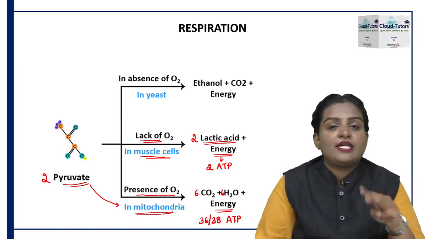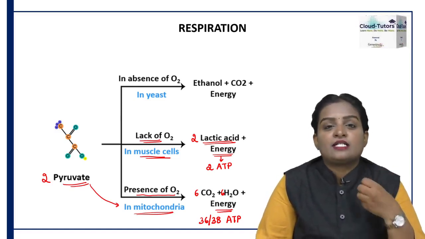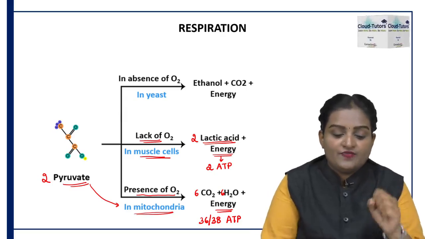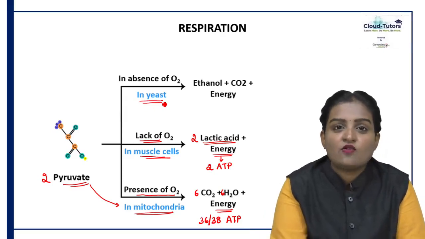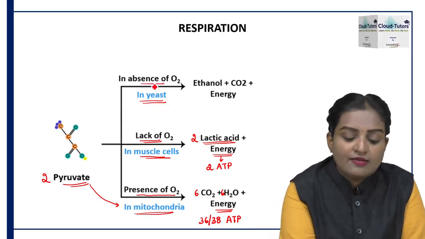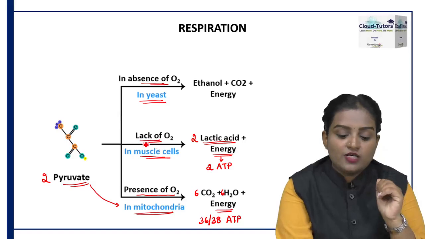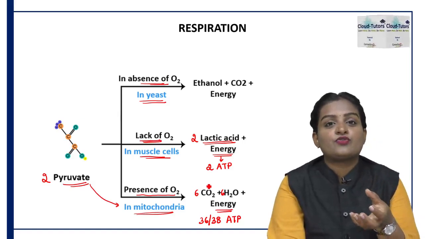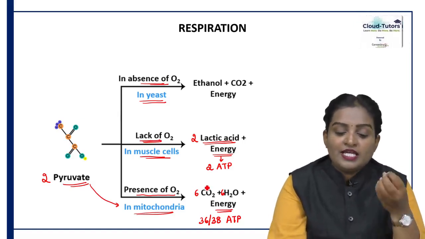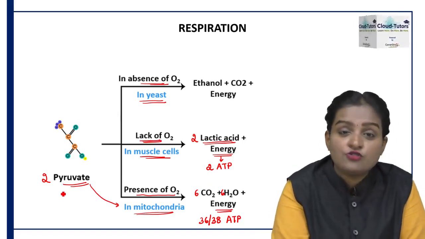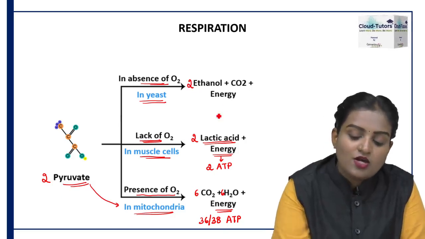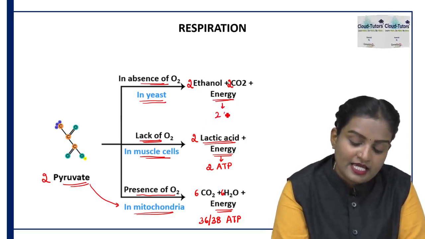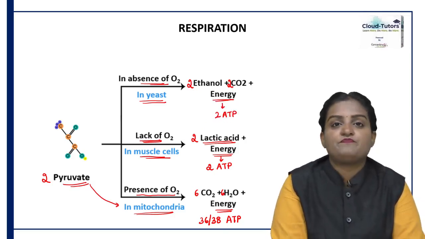And the third main type of pathway that can be taken up by the pyruvate is the alcoholic fermentation. That is, this occurs in absence of oxygen in the yeast. So this is complete absence, whereas in muscle it was just lack of oxygen. What do these yeast cells do? Yeast belongs to fungi group. Here it produces ethanol. So 2 pyruvate gives me 2 ethanol and 2 carbon dioxide and energy. Energy is again less, that is around 2 ATPs.